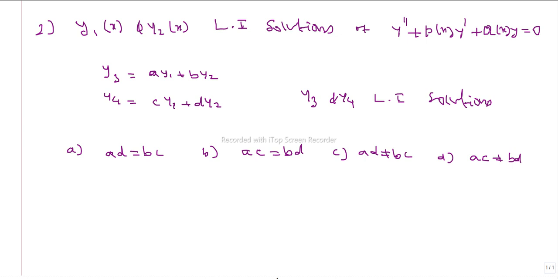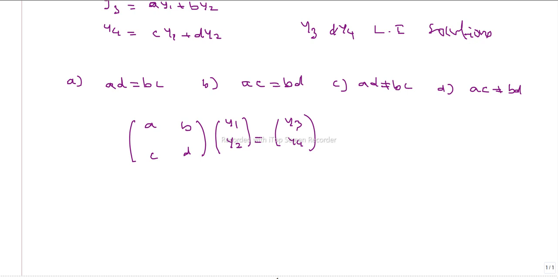Therefore if you write the matrix form of this equation, we have the matrix A B C D times y1 y2 equal to y3 y4. Okay, so actually we know that if the determinant is non-zero, then it is linearly independent, because the Wronskian is non-zero. So we have to check the determinant of this matrix; if it is non-zero, then it is linearly independent.